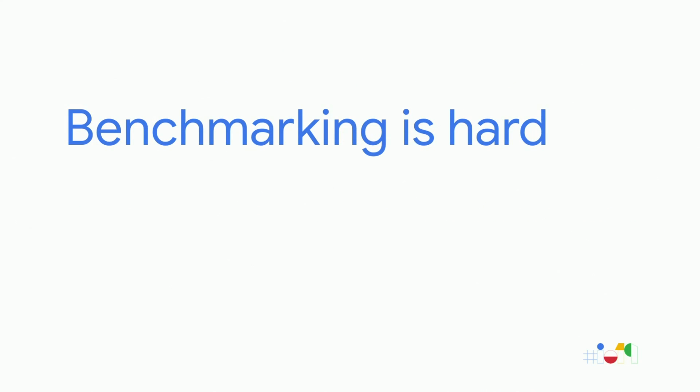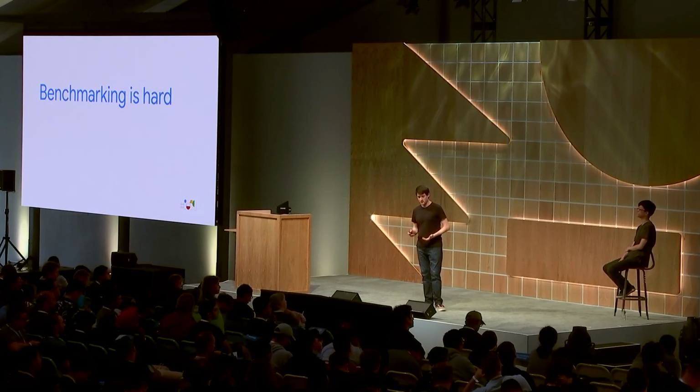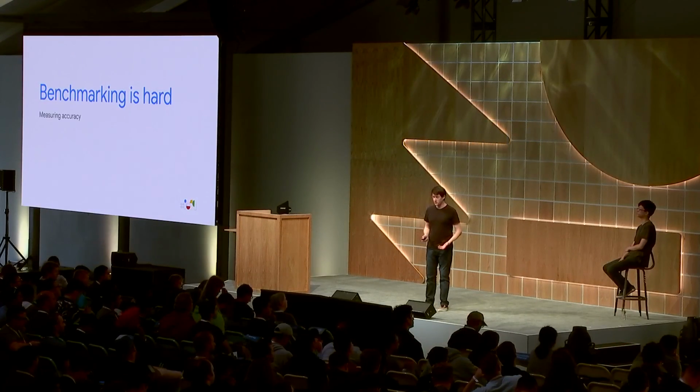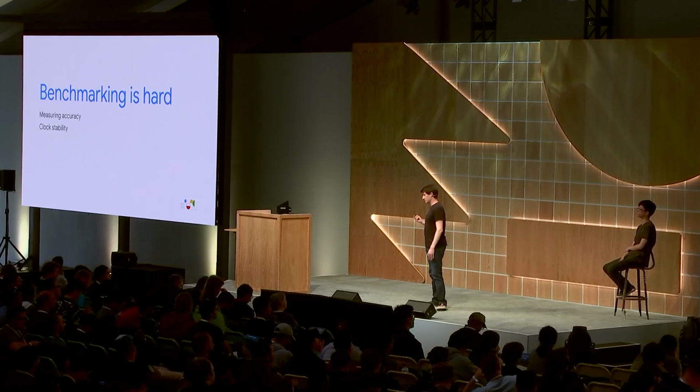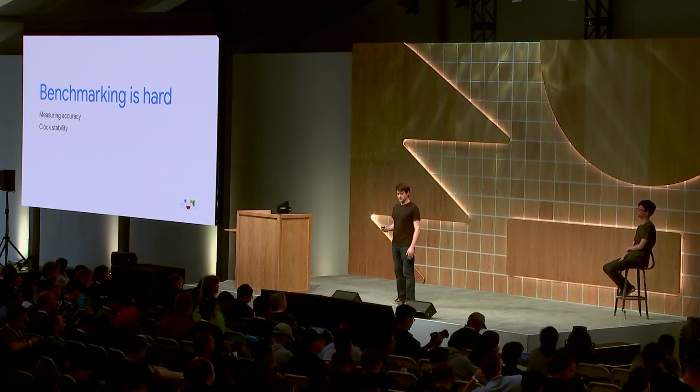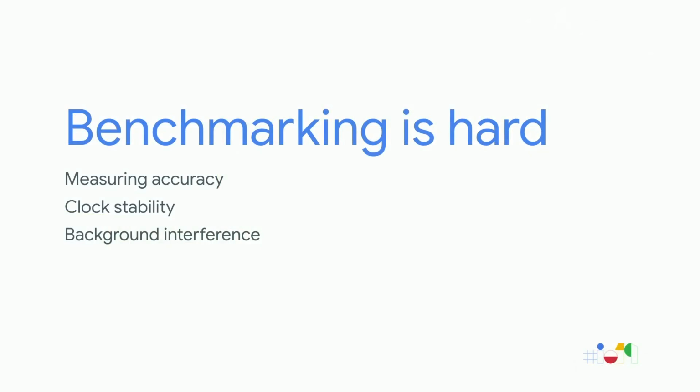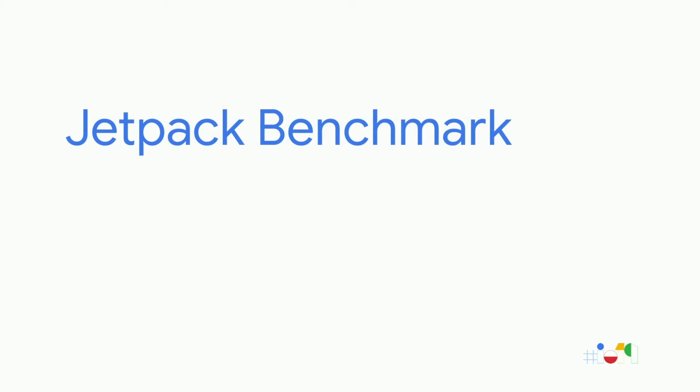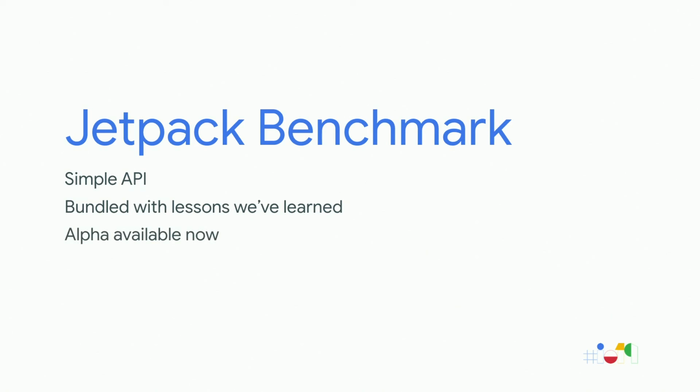So in summary here, we've seen through all of these tricks that we've talked about, benchmarking is a really complex problem. It's really hard to measure accurately. It's completely foiled by clock instability. And background interference can be a real source of pain when you're trying to detect changes. That's why with Jetpack benchmarking, we've provided a simple API. We've bundled in all the lessons we've learned about getting stable numbers out of a device. And the alpha is available now.